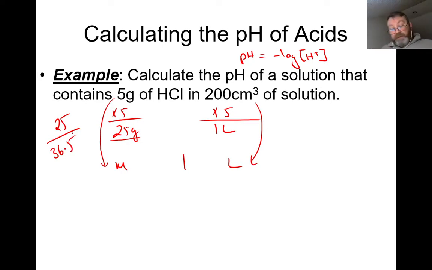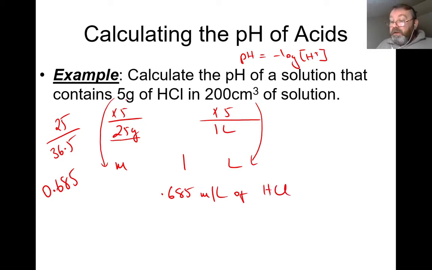And that will tell you very quickly 25 divided by 36.5. And that comes out as 0.685 moles per litre. So I now have 0.685 moles per litre of the HCl. So I've turned my 5 grams in 200 into grams per litre first of all, which is 25 grams per litre, and then into moles per litre by taking my 25, dividing by the mass of the molecule to get my 0.685. But I'm not finished.